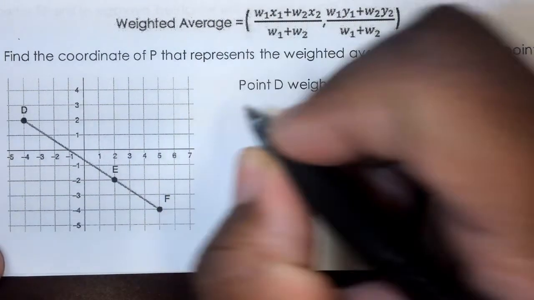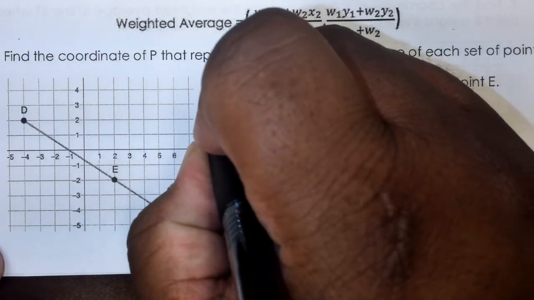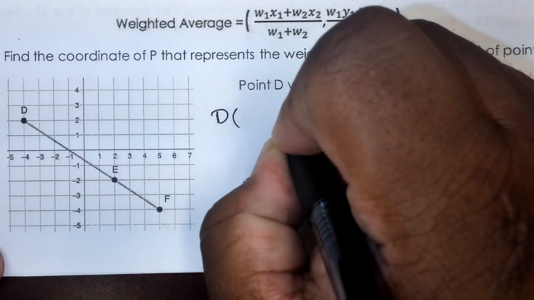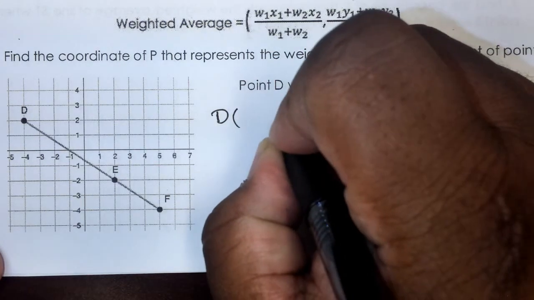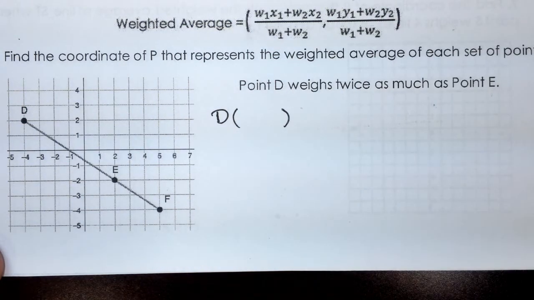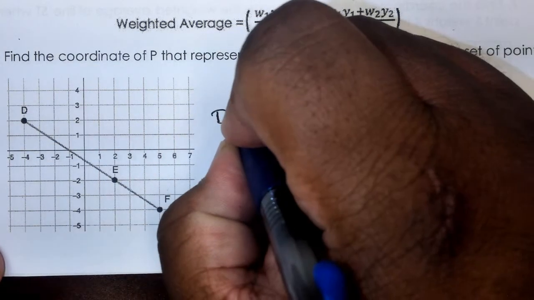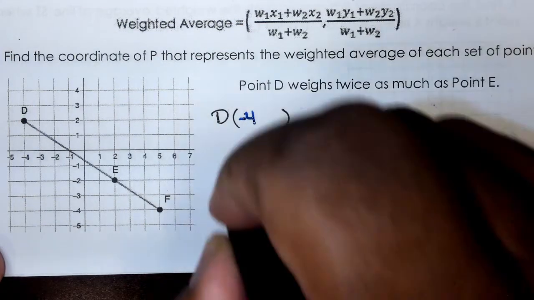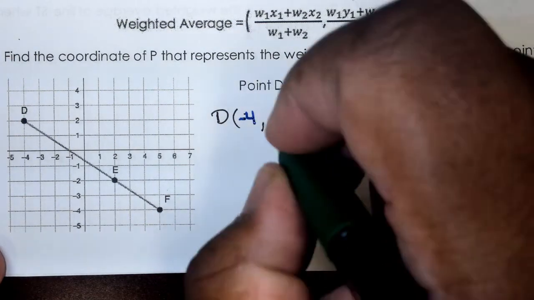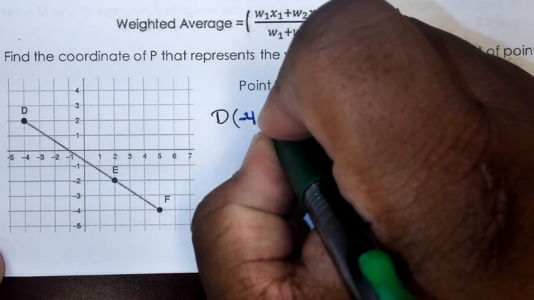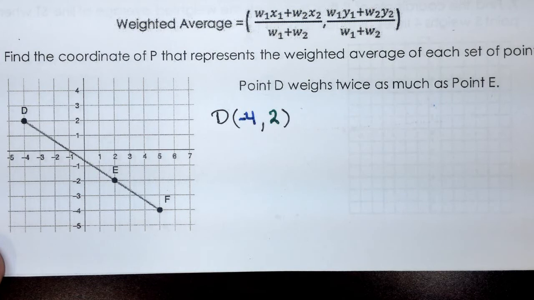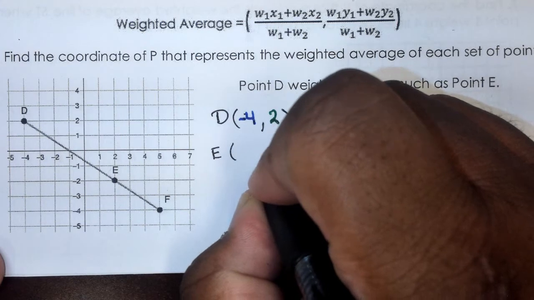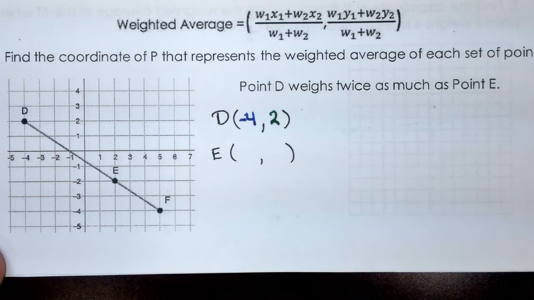Tell you what, point D at. What's point D? I'm gonna try to color code too for y'all, so hold on. Well, you said -4, comma, 2. Alright. E. Yeah, 2, -2.